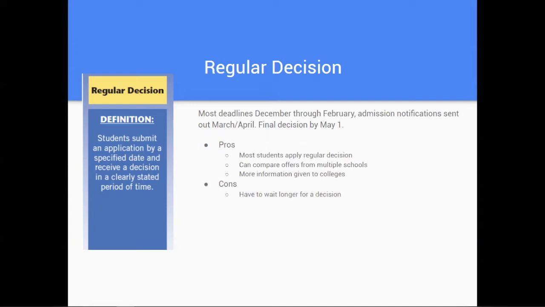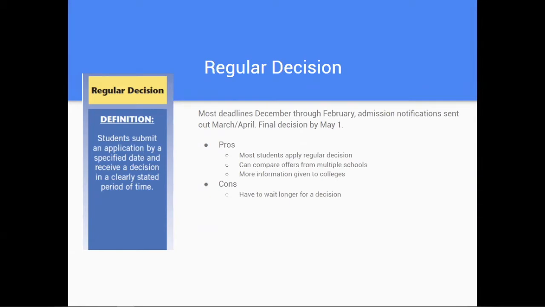The pros of regular decision are that the great majority of students are applying regular decision. Another pro is that students are able to compare their acceptance decisions and their financial aid packages from multiple schools. And the student has more information to send to colleges if they're waiting a little bit later for these regular decision deadlines. This is good for a student who maybe wants to show some senior year grades or even an updated GPA, which happens after the end of our second term. So for some students, this really makes a lot of sense.